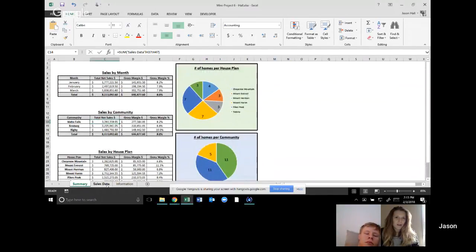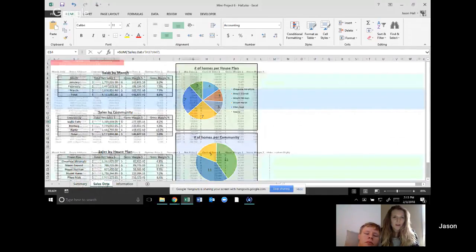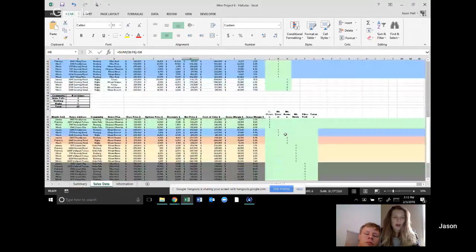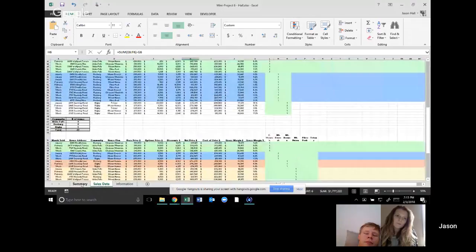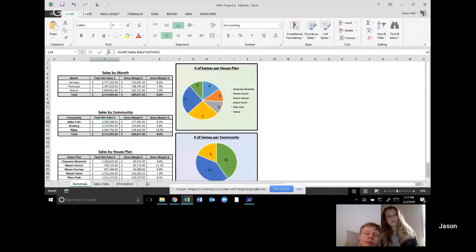I based these little graphs off of the number of homes per plan. So I just did a count function. You know what I mean? Yeah. I got those exact same numbers for my pie chart too. Yeah. So I thought it was pretty simple. I thought, honestly, it was almost too simple, if that makes sense. Yeah, I was thinking way too much into it.